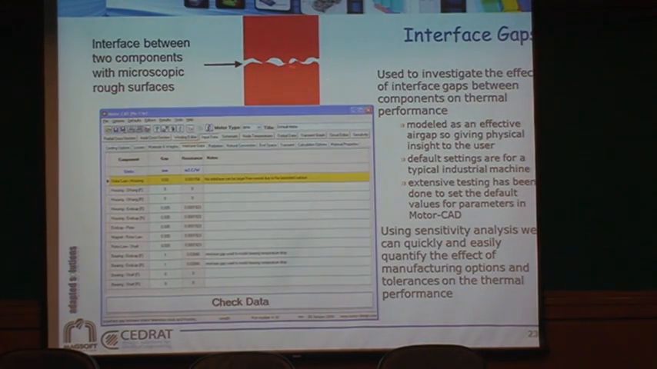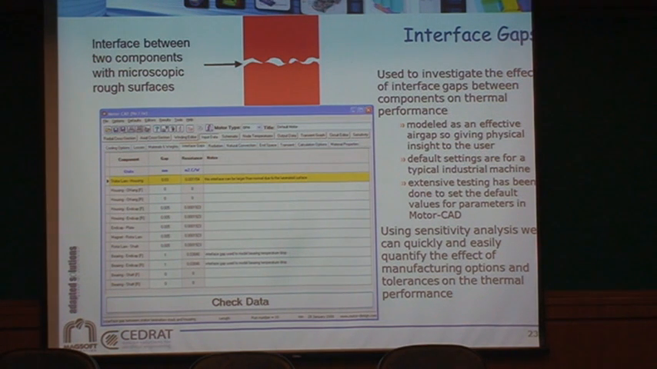Here, the interface, I was talking about it. This depends completely on your craftsmanship: how well you know how to make your machine, how good your tools are, and your skills are. By default, you can see this interface gap, stator liner to housing, is set at 30 microns. That's an average value. If you're working in medical and you have really very strong conditions, probably you can reduce this value.